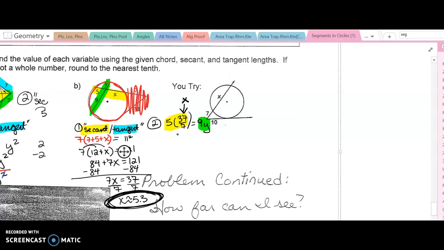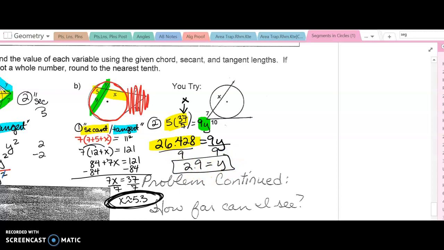5 in my calculator comes out to 26.428 approximately. So now what I want to do, so I just multiplied those 2 together to get this number. Now we're going to divide by 9 to get y by itself. And you get y to be 2.9. So now we have x and y, and that was all just part B. Whew! All right, so now pause the video and you try.